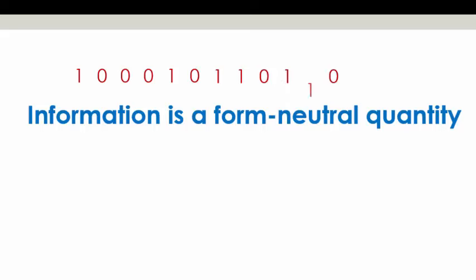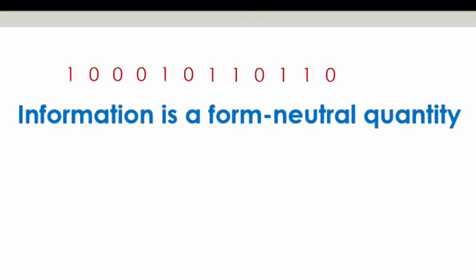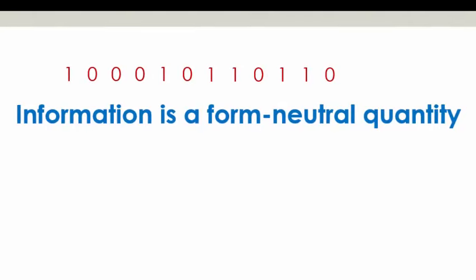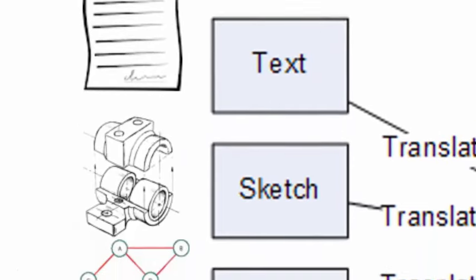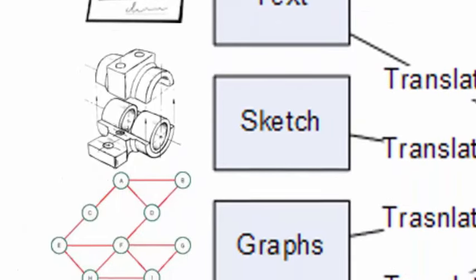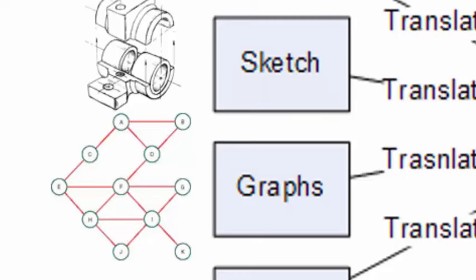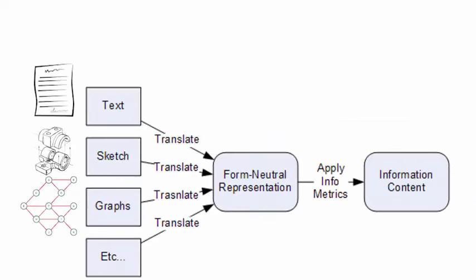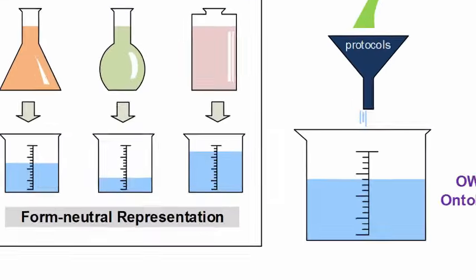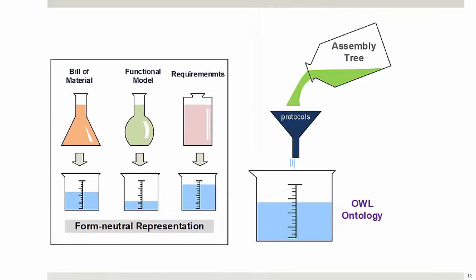Our technical approach is based on the assumption that information is a form-neutral entity. The same assertion, whether expressed in text, sketch, or graph, contains the same amount of information, and this amount could be measured. Therefore, by translating an artifact into a form-neutral representation and then applying some information metrics, the information content can be measured. We used OWL ontology as the form-neutral representation in this work.